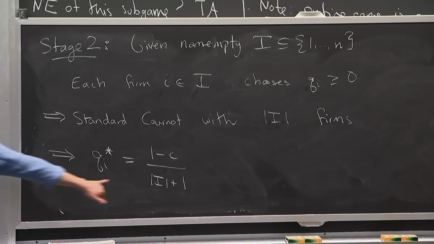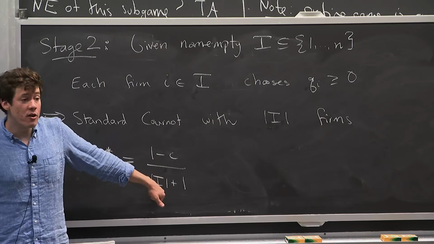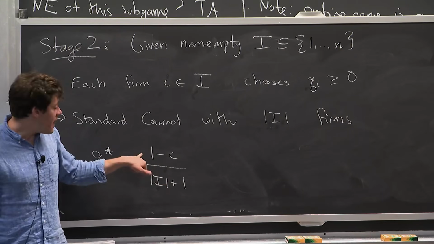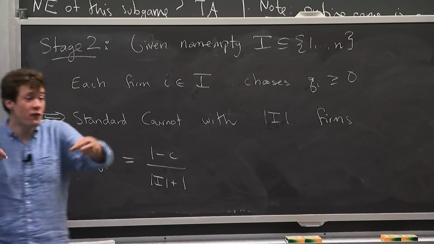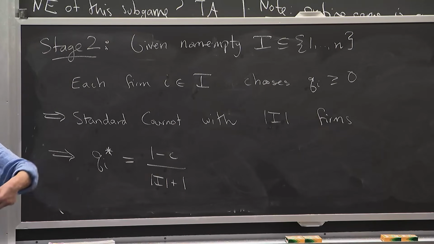So if I am the only firm, so the cardinality of I is 1, then I am a monopolist, and I choose 1 minus c over 2. If there's 2 firms, we each produce 1 minus c over 3. If there's 3 firms, we each produce 1 minus c over 4, and so on. Now notice, let's think back to how we approached this problem before.